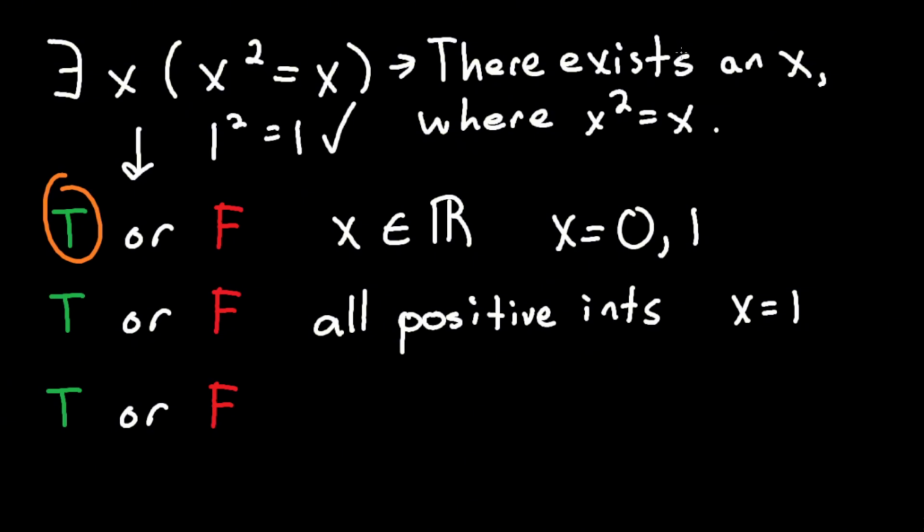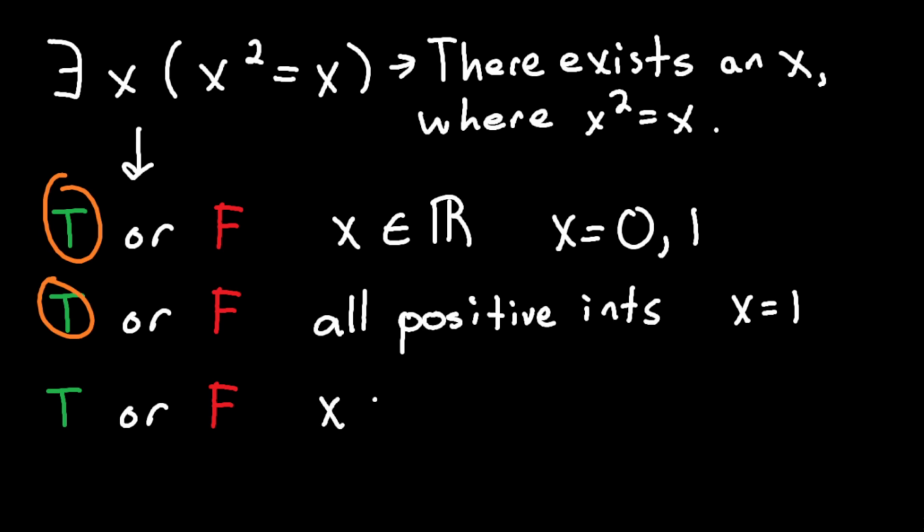1 squared is still 1. So even though there's only a single value in this domain, all positive integers, where 2, 3, 4, anything else wouldn't make this true, there's only a single value in this domain that makes it true. It is still true. So for the quantifier, little backwards e, it is true with the domain of all positive integers.